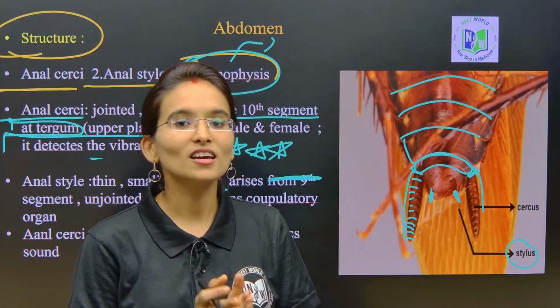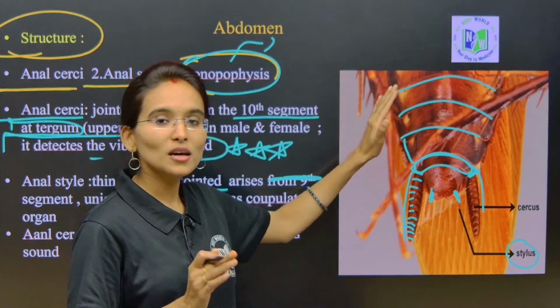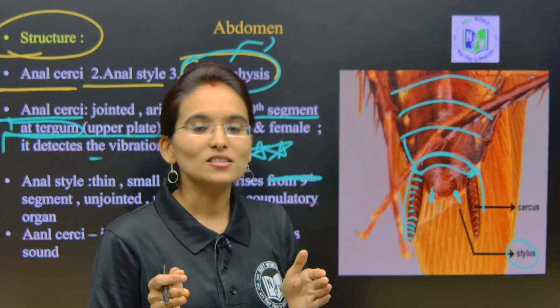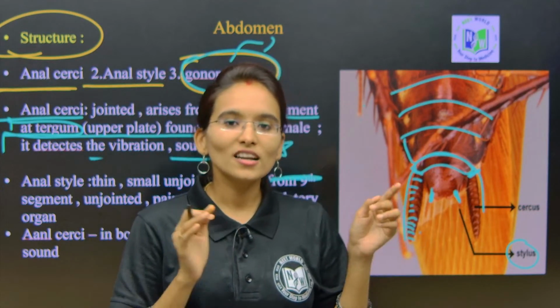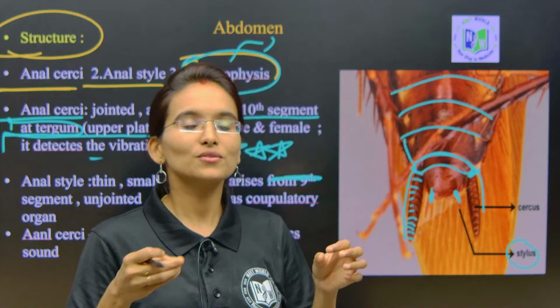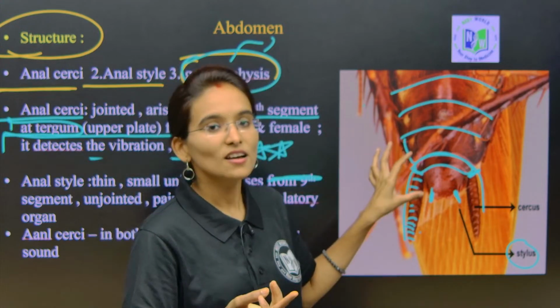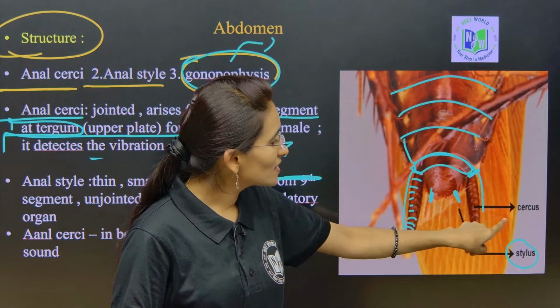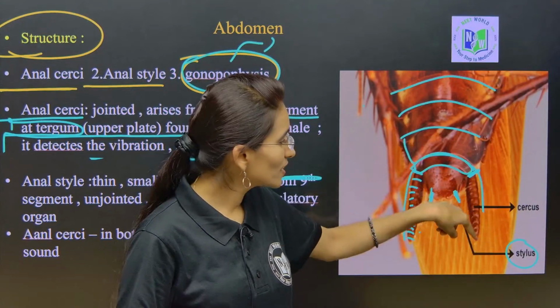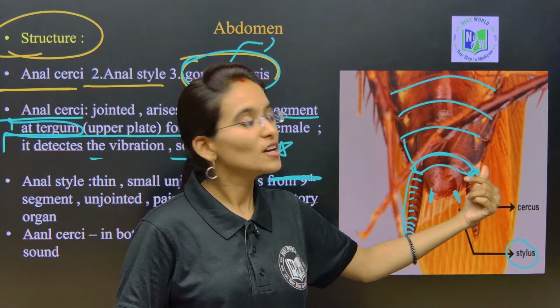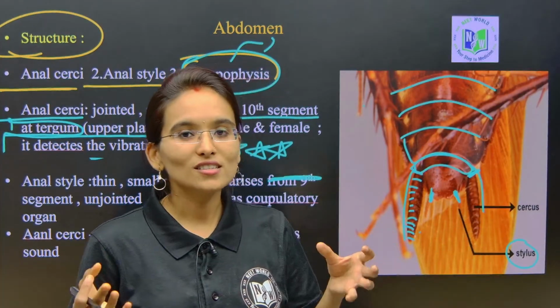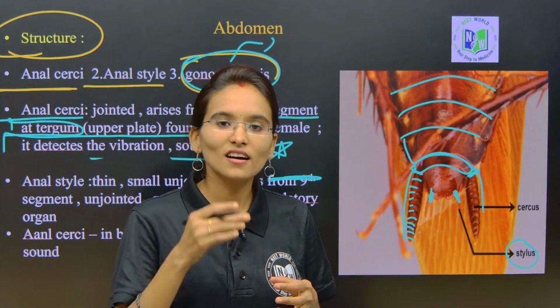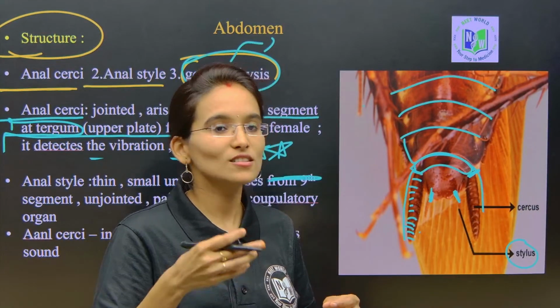So clear, my dear students, when it comes to the abdomen, there are completely 10 segments in the adult Periplaneta americana, but in the younger ones a total of 11 segments will be there, and they are going to fuse and give only 10 segments. From the 10th segment, the anal cirrus will arise, which is jointed and segmented. It is mainly involved in the detection of sound. It detects vibrations and also receives the signals of sound.